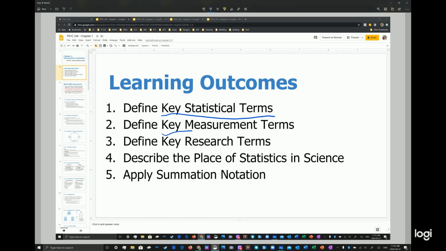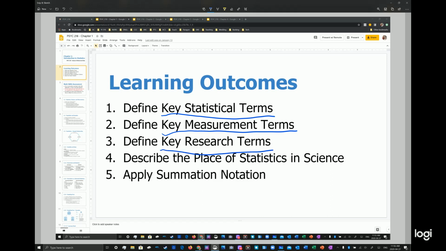2, we're going to define some key measurement terms because we are assuming that people are different, just like you and me and your classmates. And when we are asked the same question, we would have different responses. We're going to measure those responses. And so we're going to look at some of those terms.